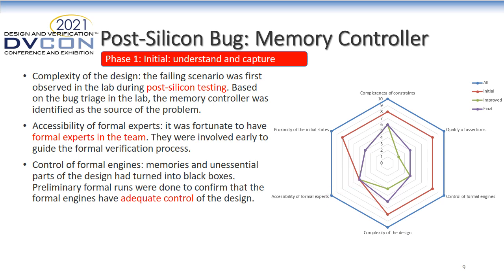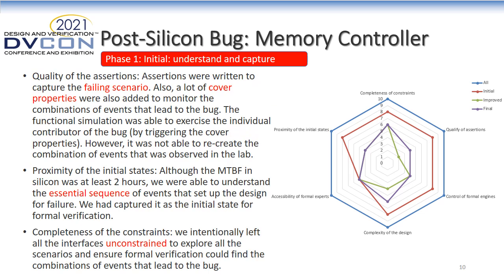And for formal engine, the memory and also an essential part of the design were turned into black box to make sure that formal has adequate control of the design. Now, since we are in phase 1 of the methodology, we want to collect all the essential information and understanding to create the formal environments to find the bug.